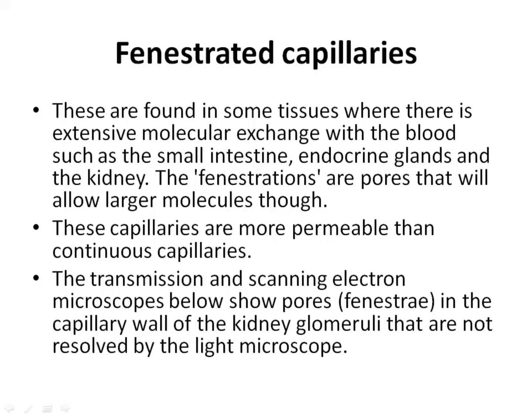So you will find such kind of capillaries present in the small intestine where there is an active exchange of nutrients, then in endocrine glands where they pour hormone secretions into the blood, and in the kidney where during the urine formation process they require to pour everything into the Bowman capsules. So where a large molecular exchange takes place at that location in the capillary, you will find these fenestrated types of capillary. These capillaries are more permeable than continuous capillary.